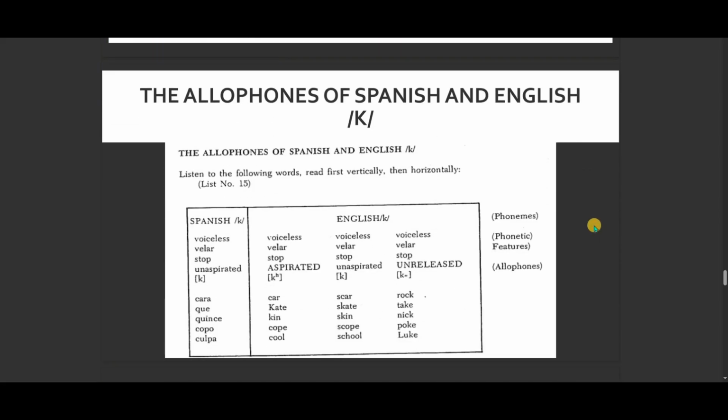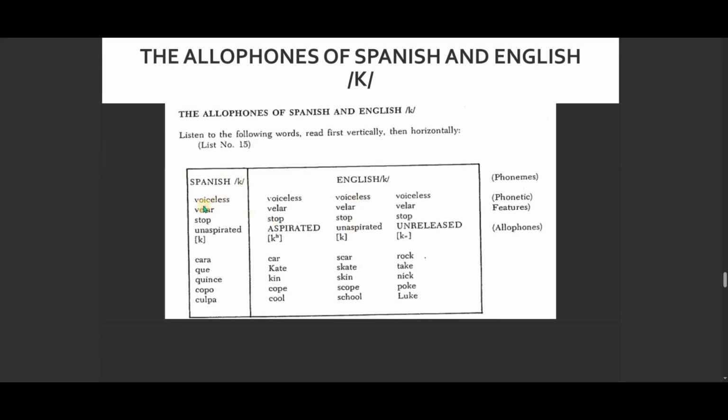Then we have the K sound. We'll finish with this one, which is almost the same as the P sound as well. So, the allophones of Spanish and English K. Let's listen to the following words. Spanish K, voiceless velar stop unaspirated, represented by this allophone: cara, que, quince, copo, culpa.